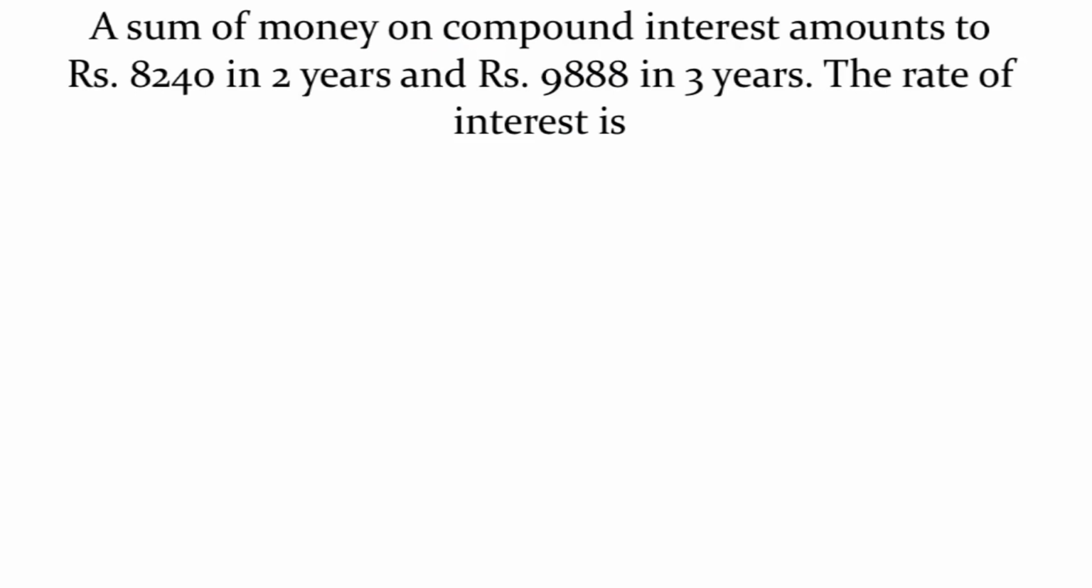A sum of money on compound interest amounts to 8,240 rupees in 2 years and 9,888 rupees in 3 years. Find the rate of interest. A sum amounts to 8240 in 2 years, 9888 in 3 years. So amounts in successive years are given. See, whenever successive years amounts are given, rate of interest is equal to percentage change.